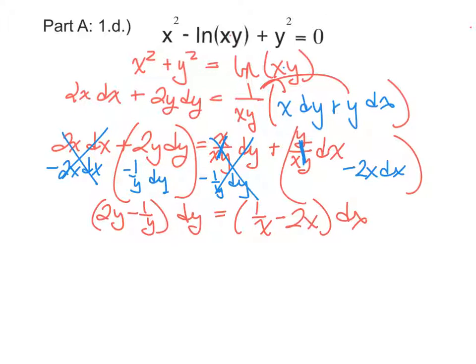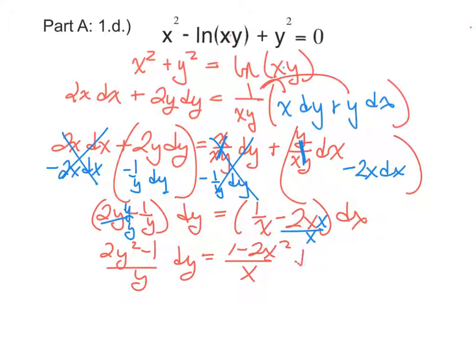We can simplify these two fractions by getting common denominators, multiplying by y over y here, and taking this one, multiplying it by x over x. So we'll have 2y squared minus 1 over y dy. And on the right-hand side, we'll have 1 minus 2x squared over x dx.